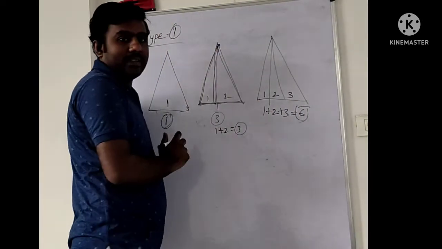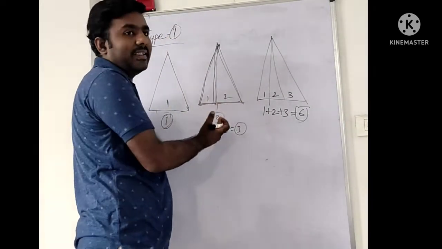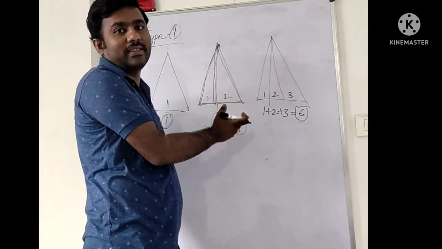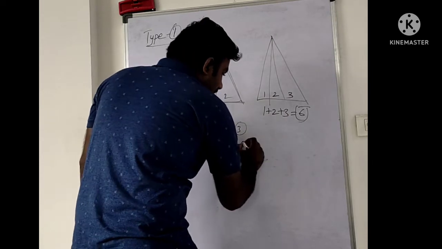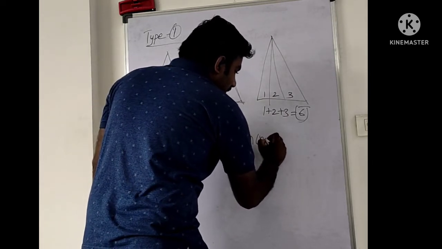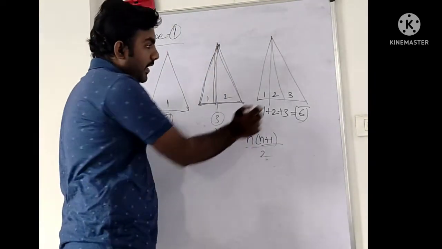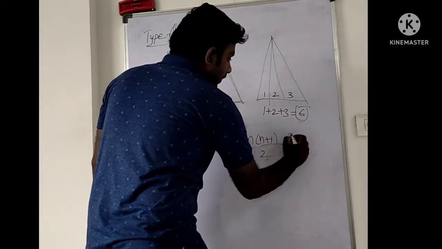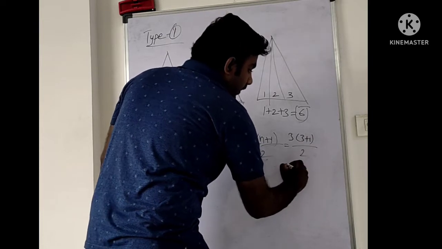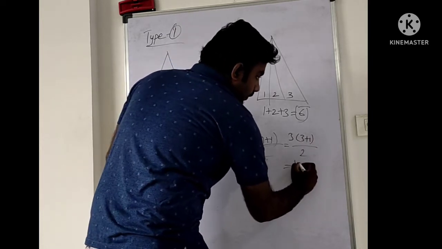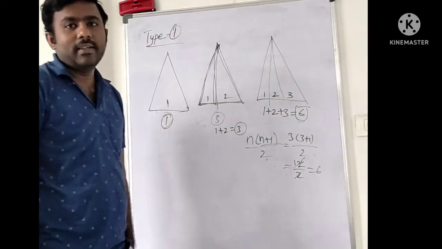Here the number of bases is n. We have a formula for this, so we can easily find out, just by seeing the figure, how many triangles there are. Here n is the number of bases. This is the formula for this type of figure: n into n plus 1 divided by 2. Here n is 3, so 3 into 3 plus 1, which is 4, divided by 2, means 6. Here the number of triangles is 6.